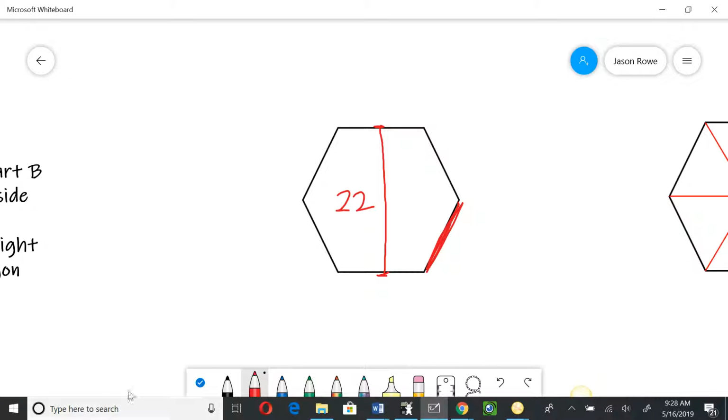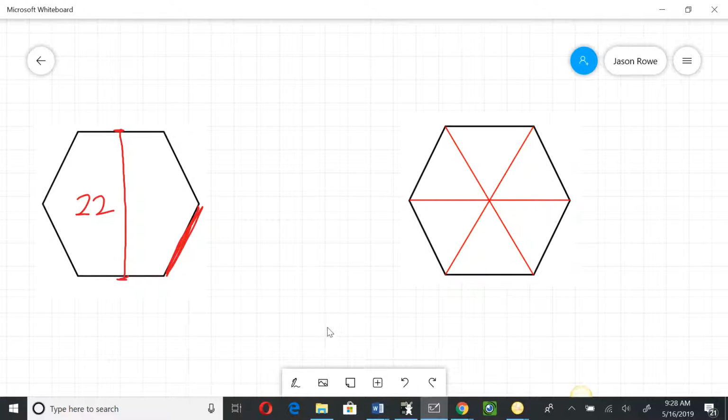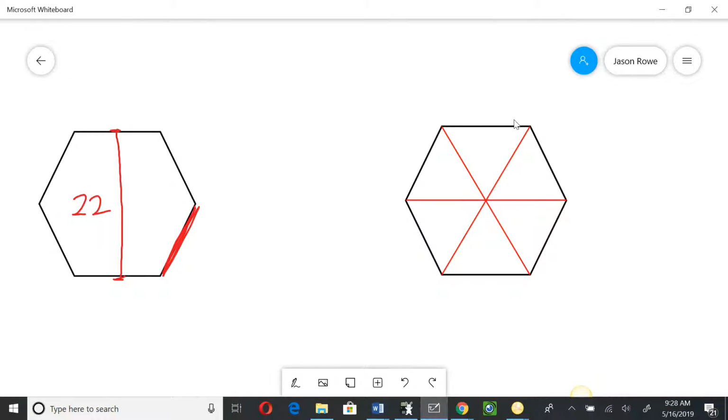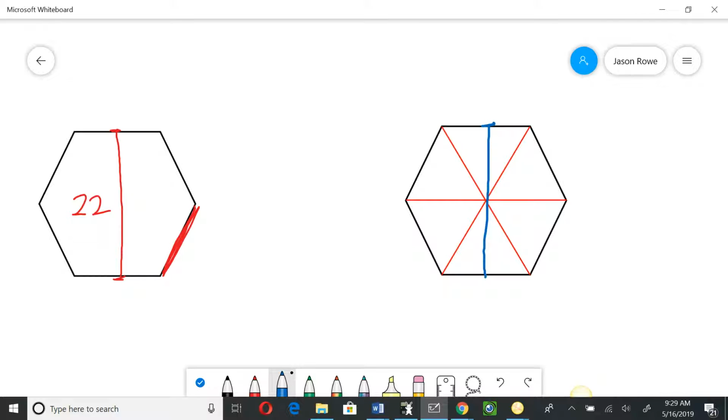So for a hexagon, we're always going to rely on the fact that if we connect the diagonals, it's going to make 6 equilateral triangles right here. So we're going to use that fact to help us figure that out. So just knowing that, what does that mean about this triangle if we know that from here to here is 22? Well, if we know that the whole distance is 22, then from here to here is 11.